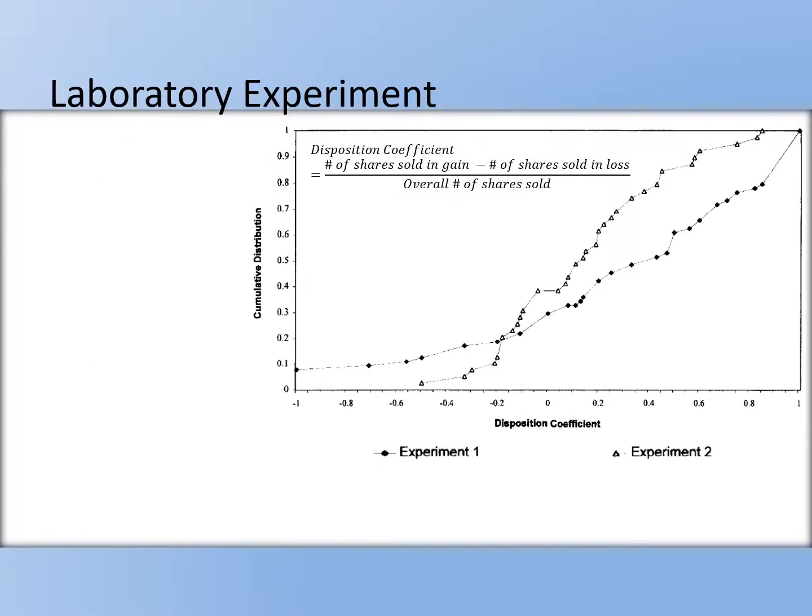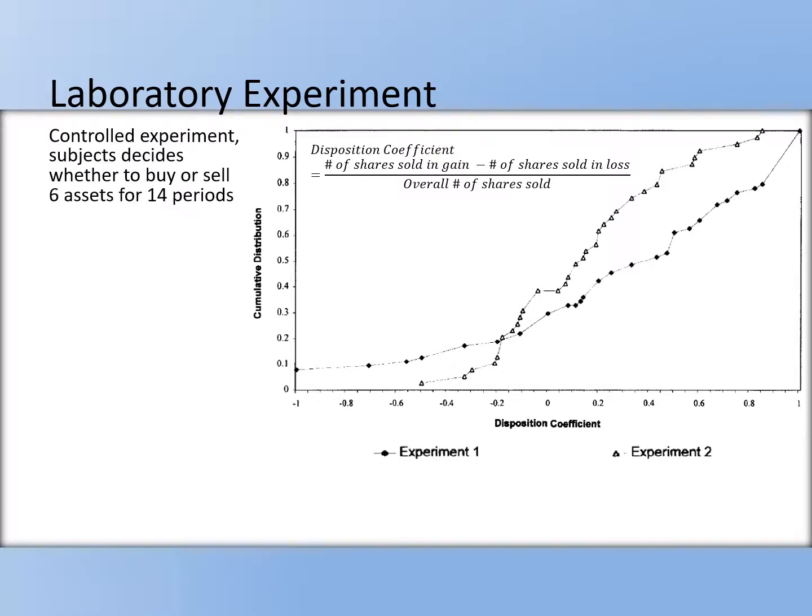All right. So do we have evidence that the disposition effect is actually caused by loss aversion? We have some evidence. There is experimental evidence, and there are two experiments. This first one is done by Camerer.